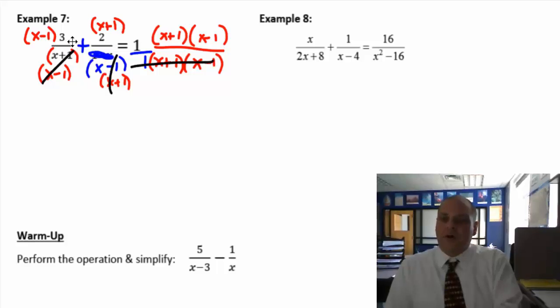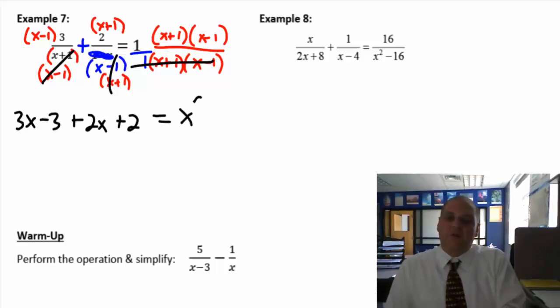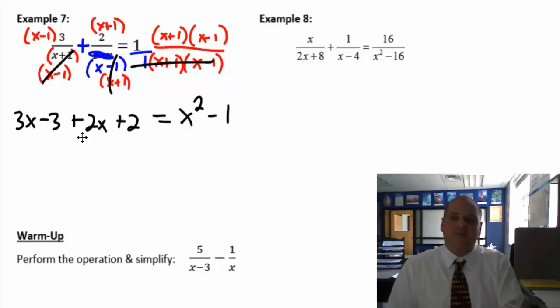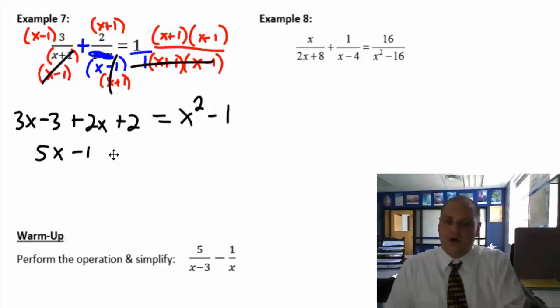And I'm left with what? 3 times x minus 1 is 3x minus 3. This is a 2 times an x plus 1, so that's 2x plus 2. Equals, and this is x squared minus 1. X plus 1 times x minus 1 is x squared minus 1. I have another quadratic equation. Let's see, I have 5x minus 1 equals x squared minus 1.